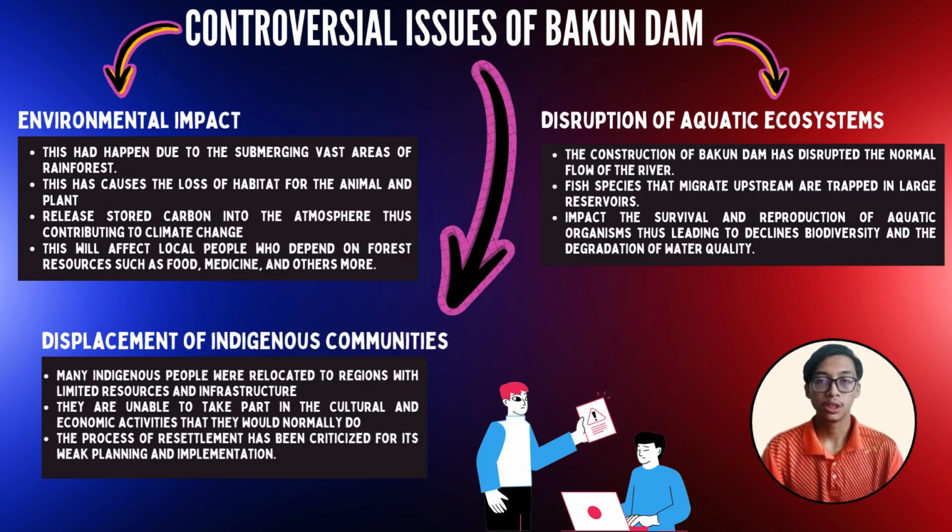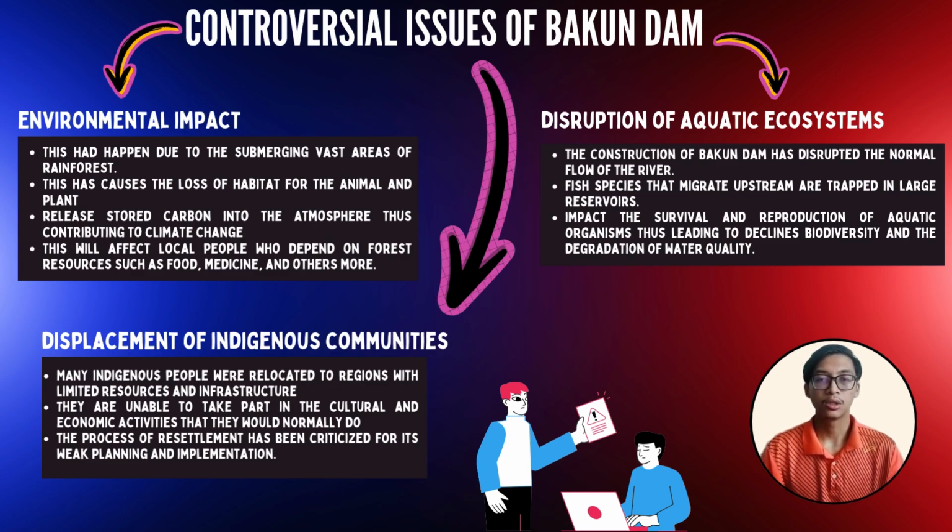The first controversial issue of Bakun Dam is environmental impact. This happened due to the submerged area of rainforest. The habitat for animals and plants has been affected due to the massive deforestation. Not only that, the deforestation also released stored carbon into the atmosphere, thus contributing to climate change. This finally will affect local people who are dependent on forest resources such as food, medicine, and others.